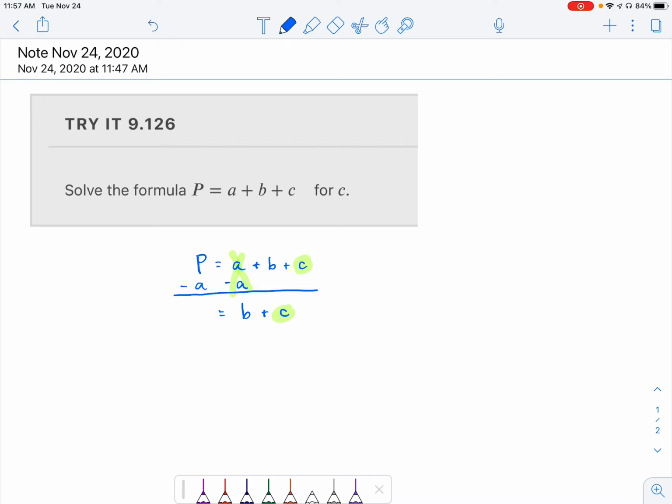And so what I'm going to write is just P minus A. Okay, this all might look kind of strange, but this is what we want to do. And so now in my next step, again, I want to go back to the right-hand side where the C is and look at what's being done to the C. And what's being done to the C is that I'm adding B to it. So I want to undo that. I'm going to do that by subtracting B from both sides.